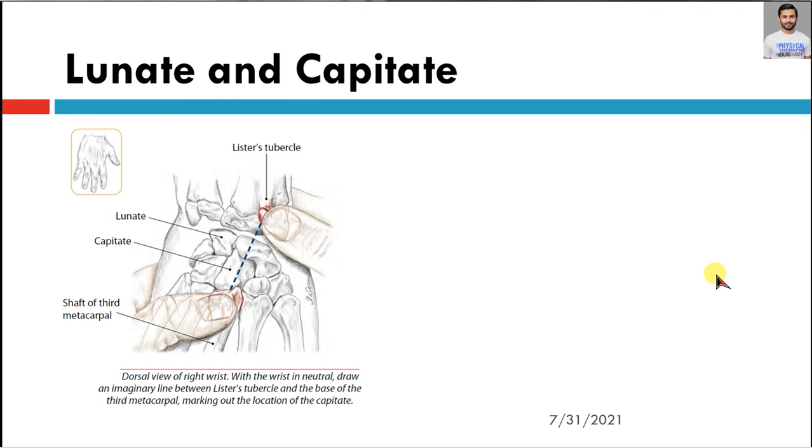Then the lunate and capitate. So this is Lister's tubercle, which is a very prominent eminence on the dorsal aspect. If you move your thumb or palpating hand from Lister's tubercle to the middle shaft of the third metacarpal, towards the middle finger, you can find the lunate and the capitate. So the capitate comes in the way and the lunate is a bit medial to this.